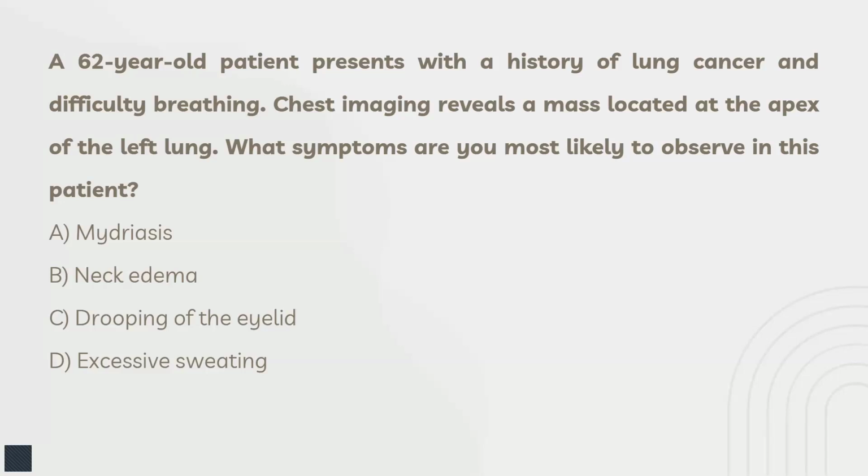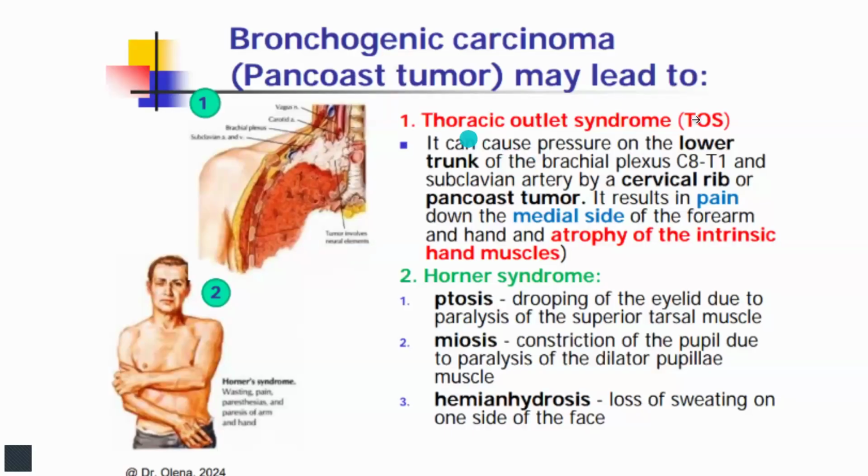The answer is C. Okay. So a mass located at the apex of the left lung, we call this a Pancoast tumor. And a Pancoast tumor can typically lead to two syndromes. You have thoracic outlet syndrome and Horner syndrome.